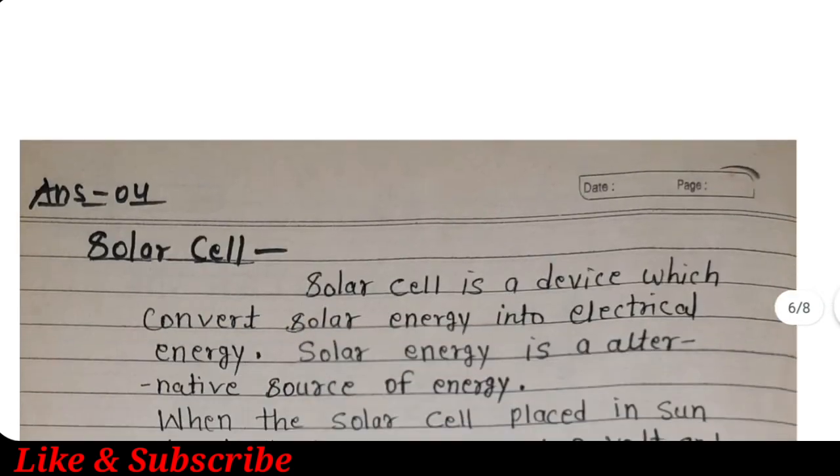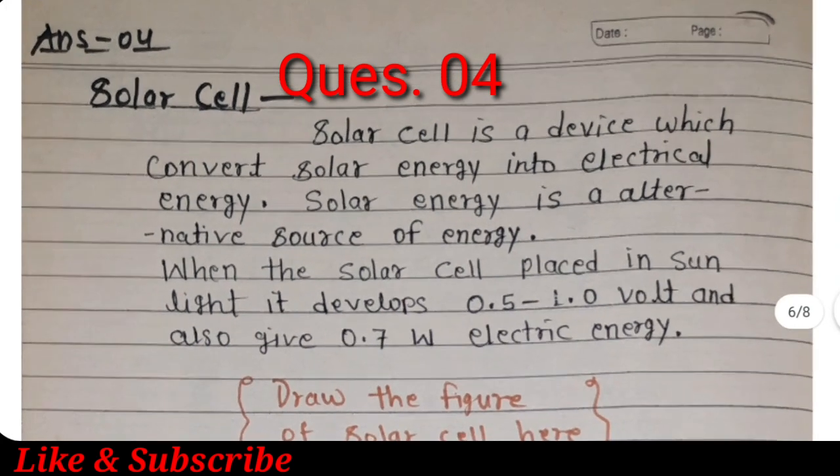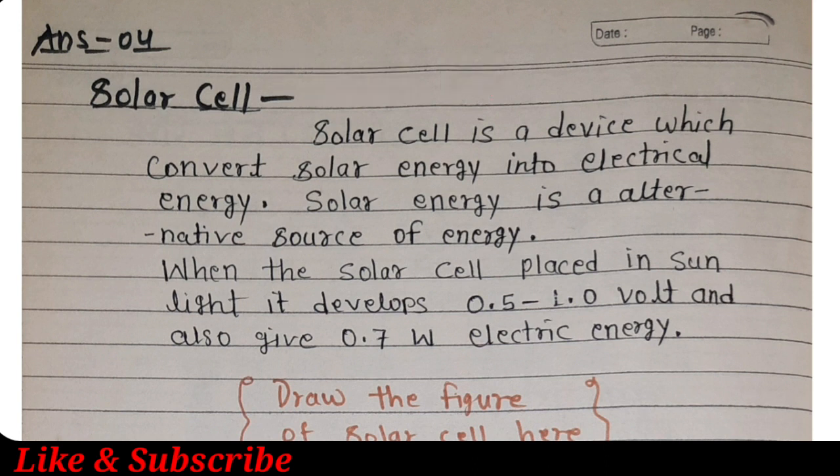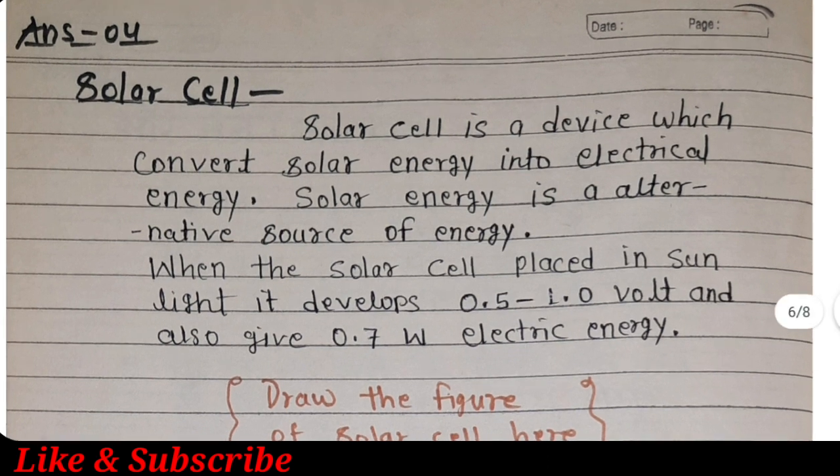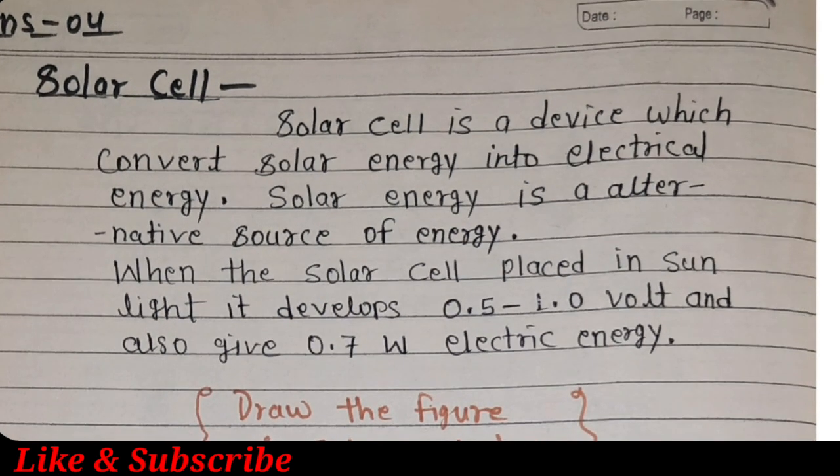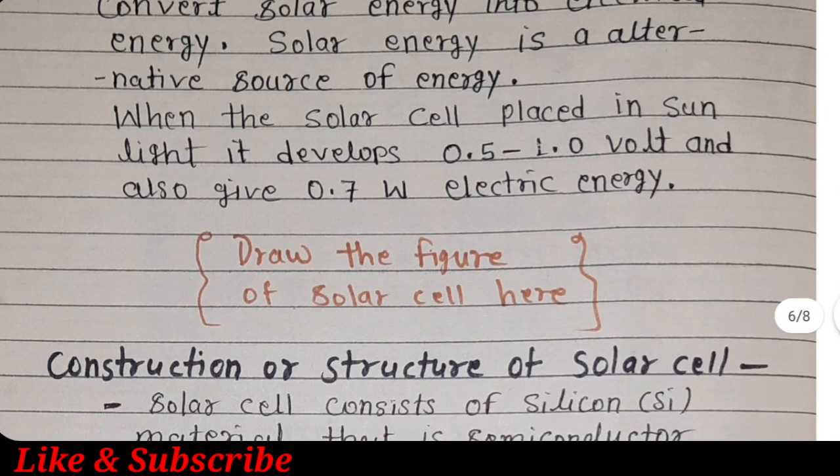Let's talk about question number 4. In question number 4, we have to discuss a device which converts solar energy into electrical energy. So the answer is solar cell. The solar cell is a device which converts solar energy into electrical energy. Solar energy is an alternative source of energy. When the solar cell is placed in sunlight, it develops 0.5 to 1.0 volt and also gives 0.7 watt of electric energy. And at this place you have to draw the figure of the solar cell.